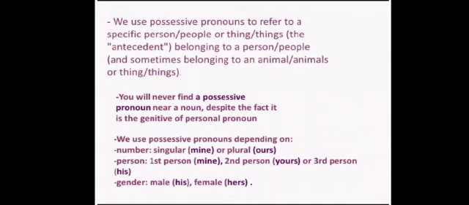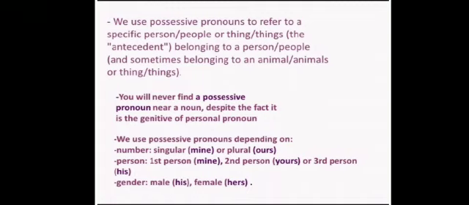We use possessive pronouns to refer to a specific person, people, or things. These are called the antecedents. So, in easy words, we can say that the possessive pronouns refer to a specific person or thing, means not common. Specific person or thing, which is called the antecedent, belonging to a person and sometimes belonging to an animal or thing. You will never find a possessive pronoun near a noun, despite the fact it is the genitive or personal pronoun.